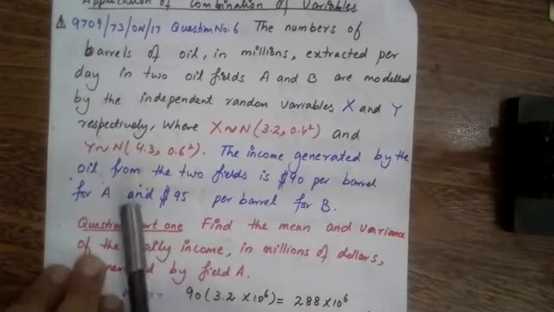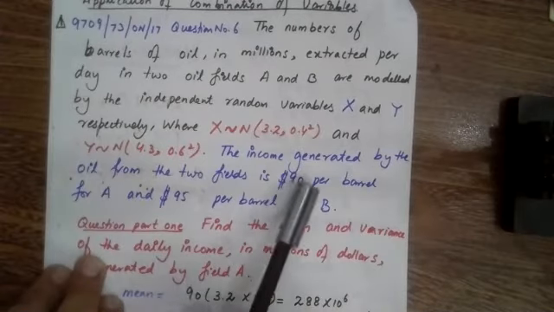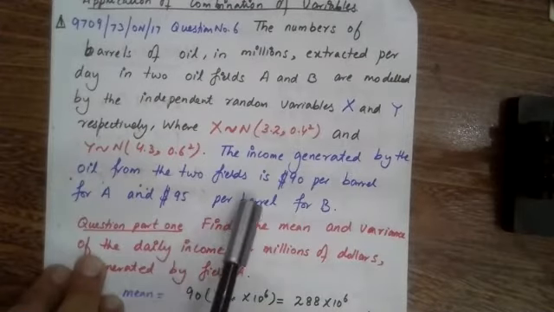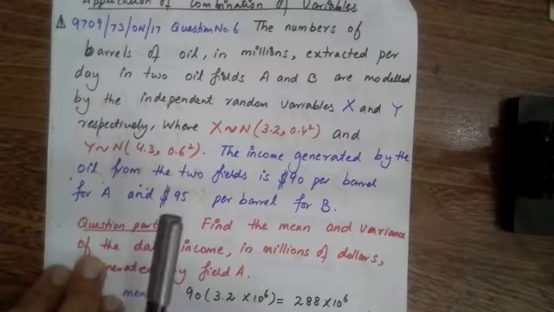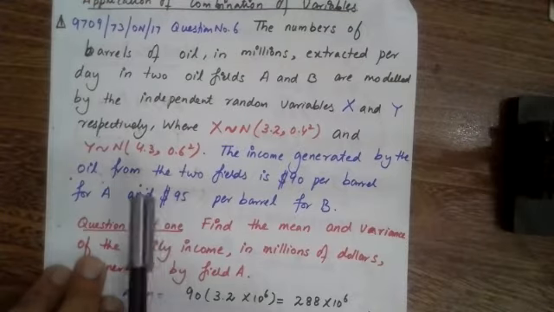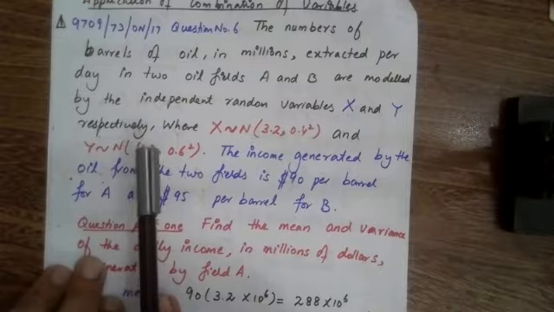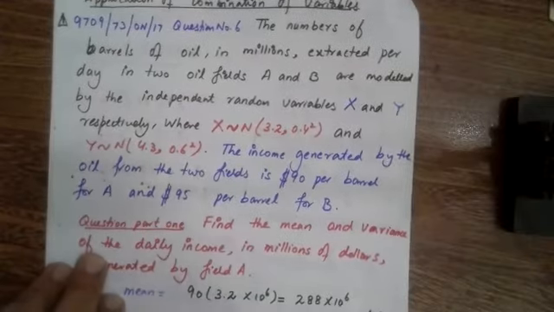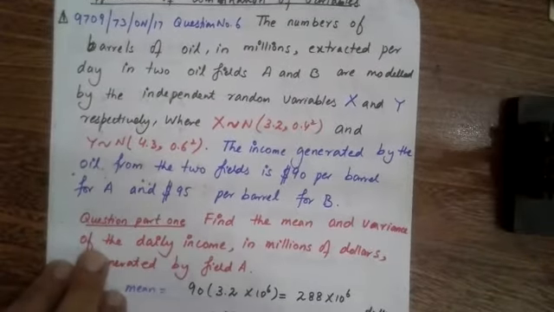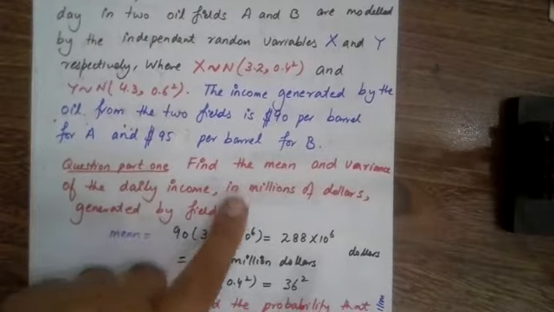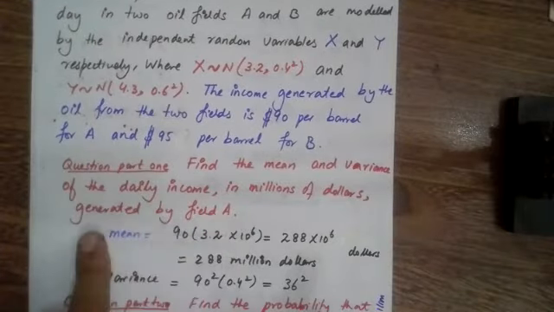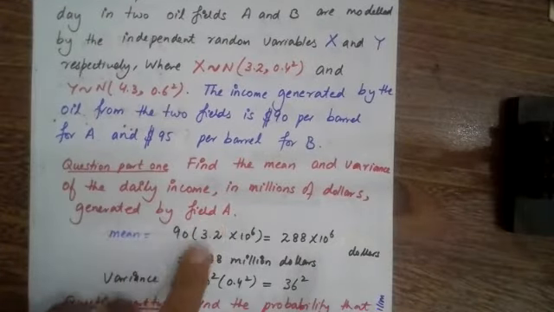The income generated by the oil from the two fields is $90 per barrel from A and $95 per barrel from B. The reason that this price is higher for B is that the oil of B must have been of better quality, or the extraction from oil field B is difficult. These are the two reasons for which the price of the oil from B might be more. Now the question, part one, is: find the mean and the variance of the daily income in millions of dollars generated by field A.